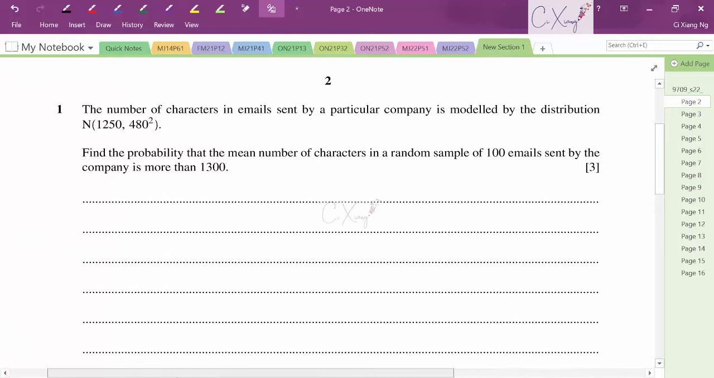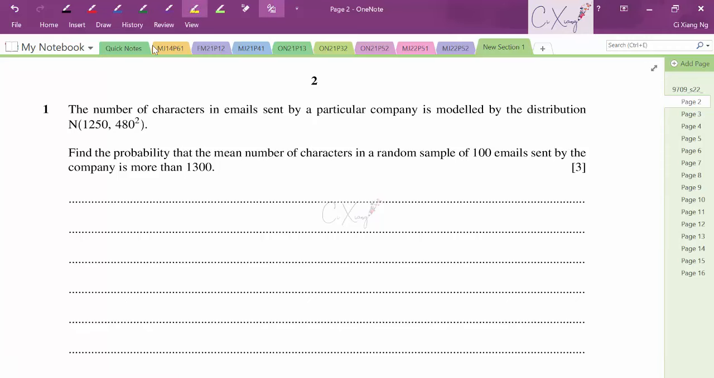Alright, so for question number 1, they give us the number of characters in emails by a particular company, modeled by a normal distribution. So you can see that it is normally distributed, and then they want us to find the probability that the mean number. So the keyword is the mean number, which means that they want us to find the probability related to the sample mean. Okay, so the mean number of characters in a random sample of 100 emails sent by the company is more than 1,300. So we know that this is a sampling distribution.